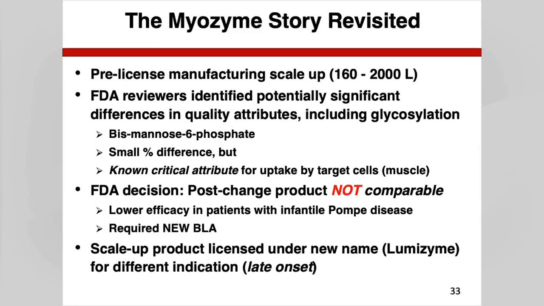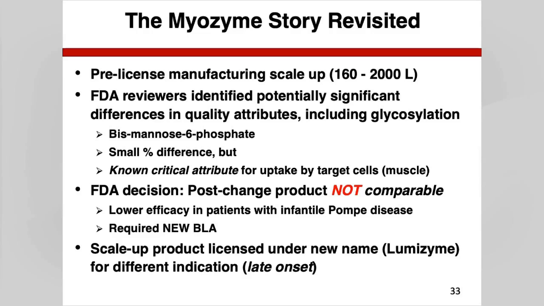efficacy you have. So what happened when Genzyme was developing the protein for approval, they made a pre-licensed manufacturing scale-up, and the FDA reviewers noticed that there was a potentially significant change in the levels of mannose bisphosphate in the scaled-up molecule, where there was actually a lower level. A small difference, we're talking about several percent here, but because this was a known critical attribute responsible for the uptake of the protein into the target cells, it was evaluated very deeply.